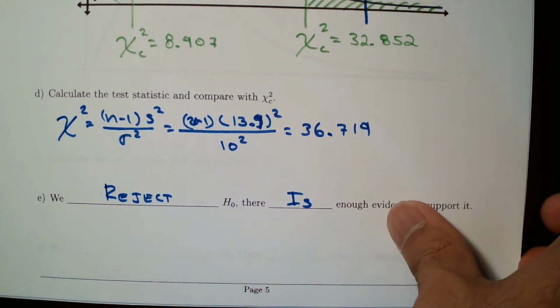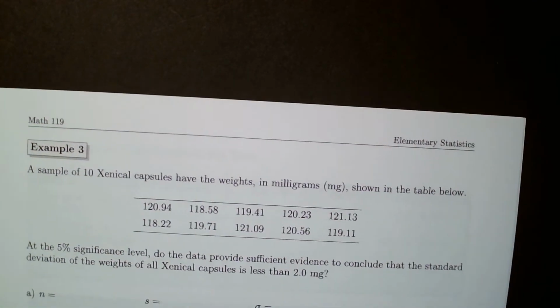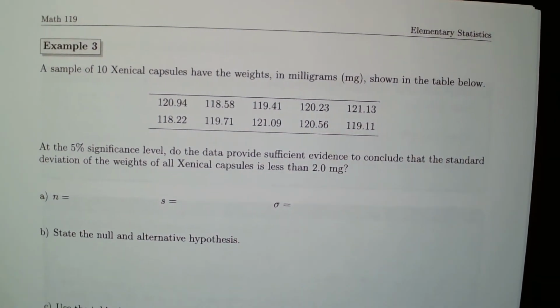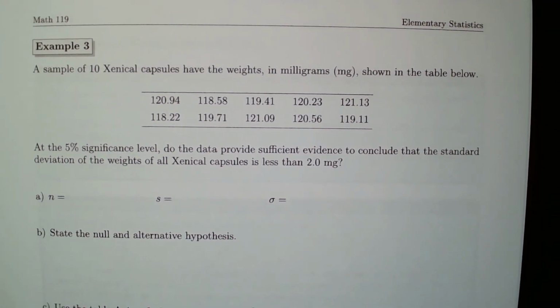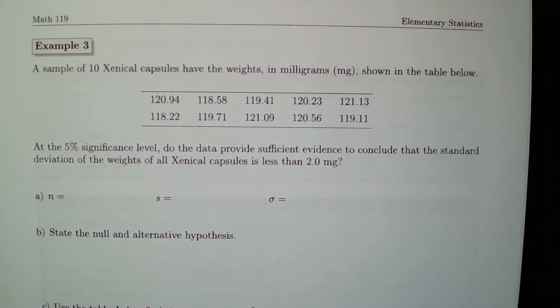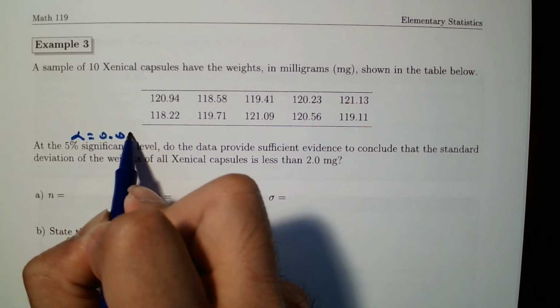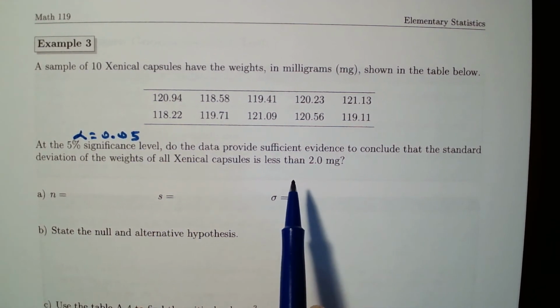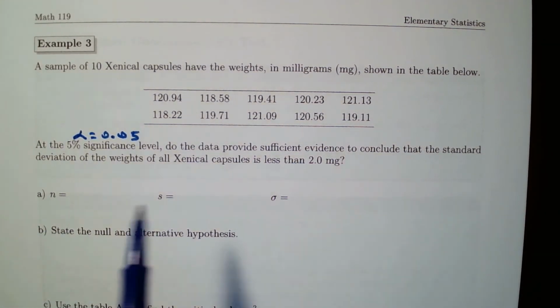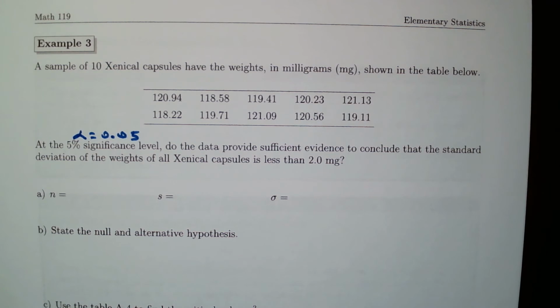All right, so let's do one more example. In this case, we have a sample of 10 scenical capsules that have weights in milligrams in the table below. All right, so in this case, we're given data to put in our calculator and do the stats ourselves. At the 5% significance level, that means alpha equals 0.05. Do the data provide sufficient evidence to conclude that the standard deviation of the weight of all scenical capsules is less than 2.0 milligrams?